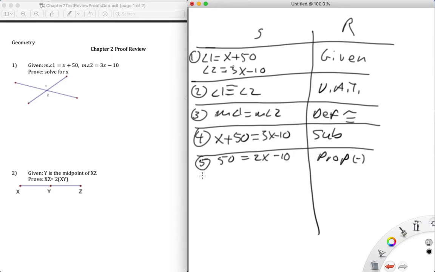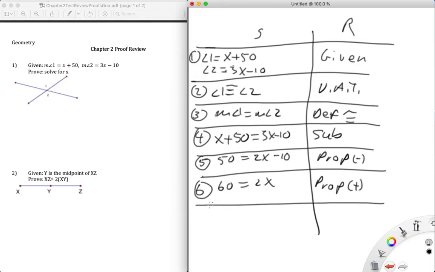Then I can say that 60 is equal to 2x using the addition property of equality. And then lastly, I can say that 30 is equal to x because of the division property of equality.